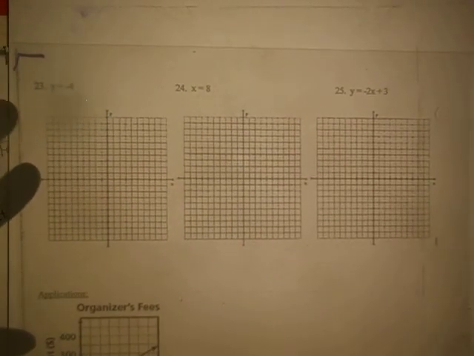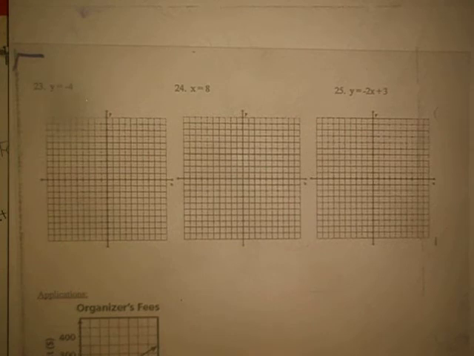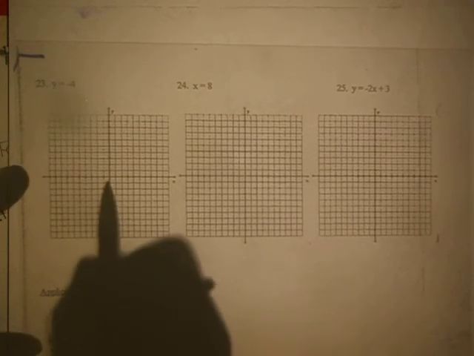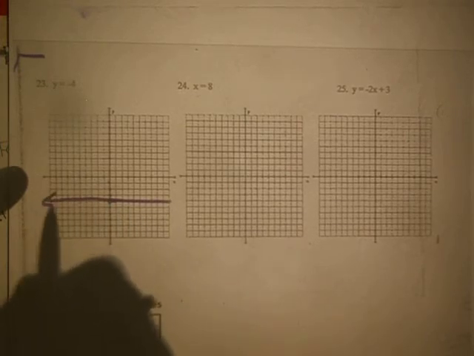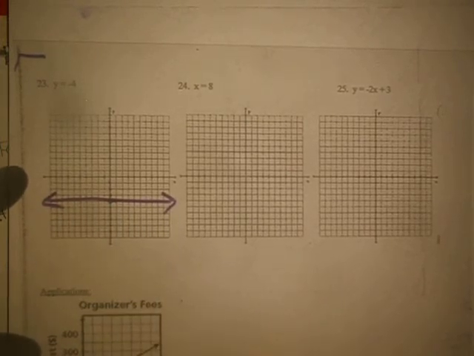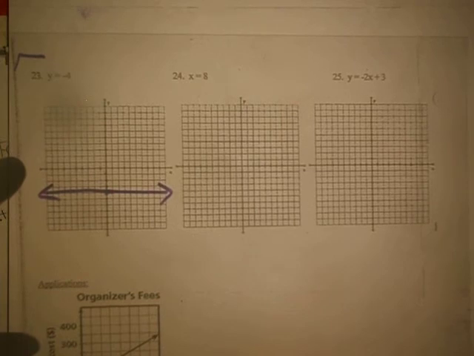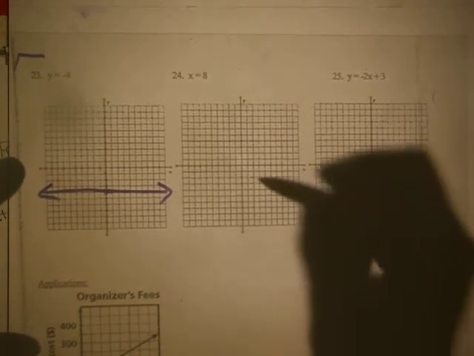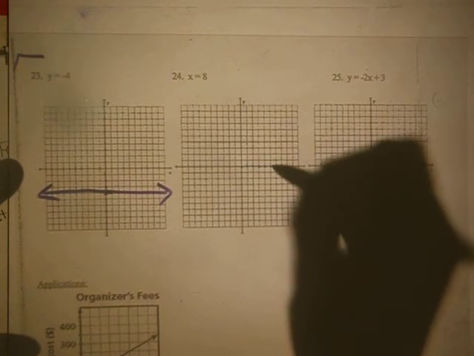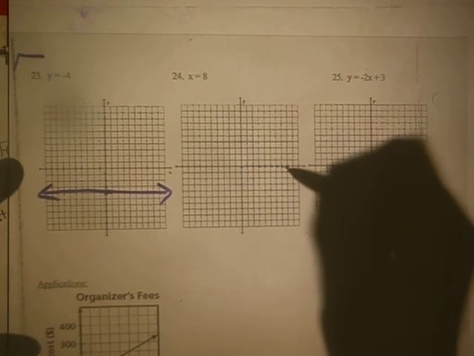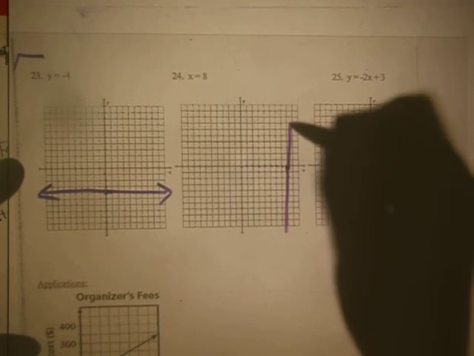Number 24 is the line y equals negative 4. Y equals a number is a wide line. It goes across. So we come down here to negative 4. And there's our line. X equals 8 will be straight up and down. 1, 2, 3, 4, 5, 6, 7, 8. And there's our line.